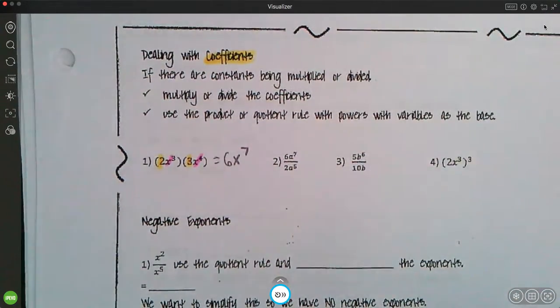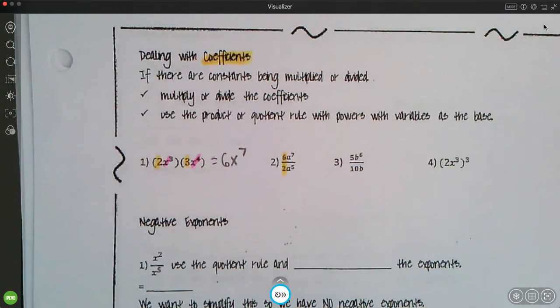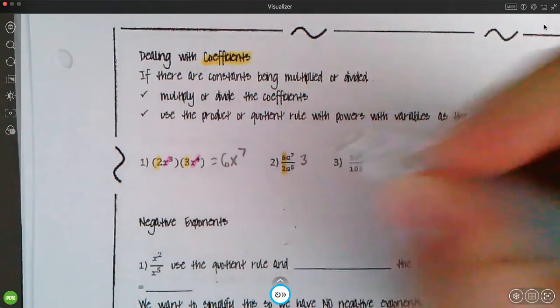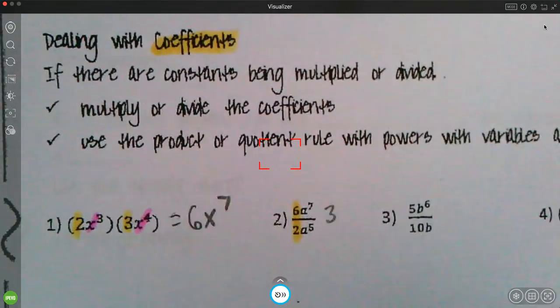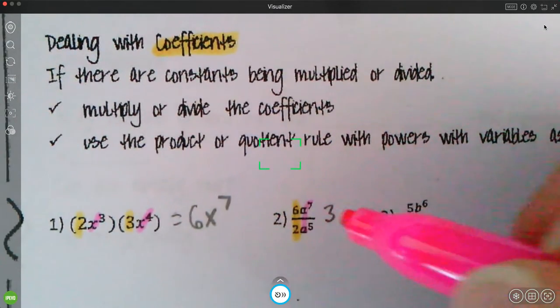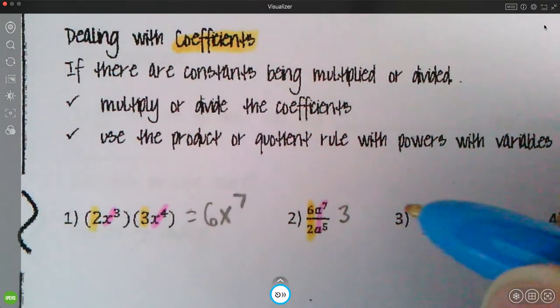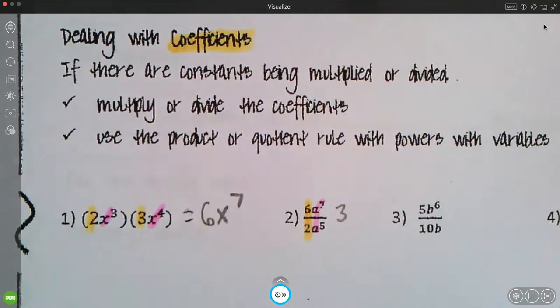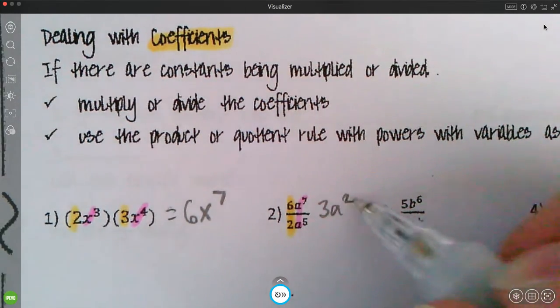Okay, same thing here, coefficients. 6 divided by 2, last time I checked, that's equal to 3. But then if we look at the variable terms here, let me zoom in so you can see this better. That is the quotient rule. So with that a to the 7th and a to the 5th, am I going to add or subtract? Hopefully you remembered you subtract, so you're left with a to the 2nd.